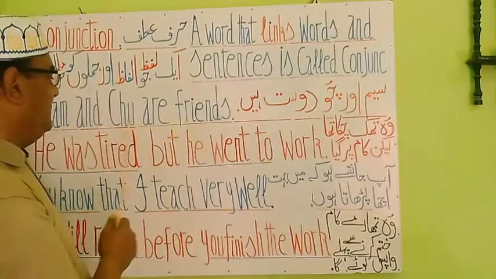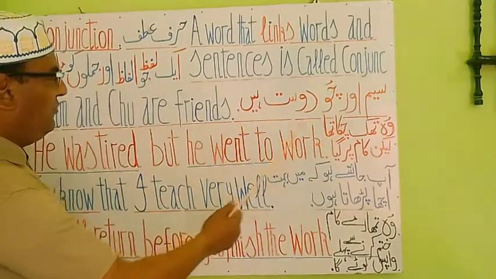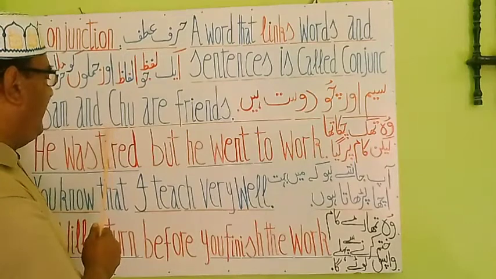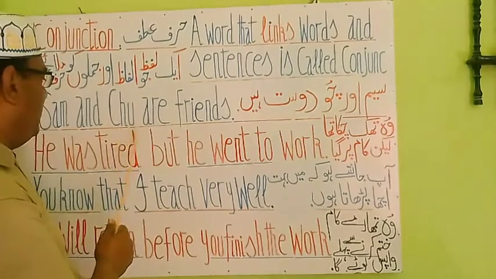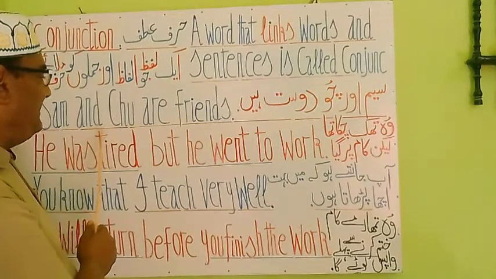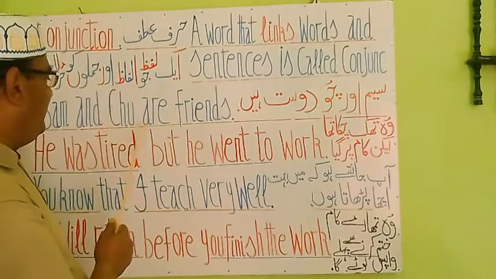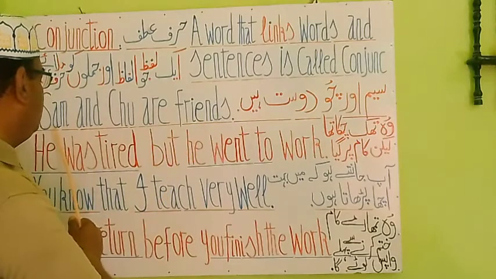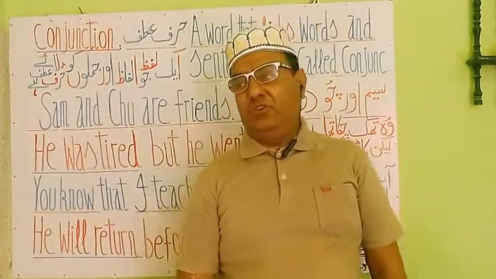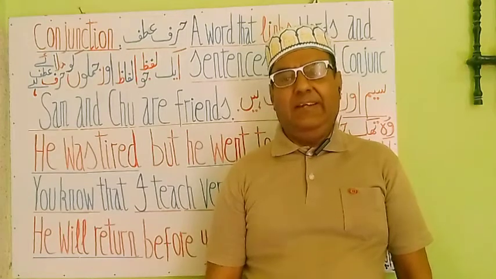Here you see the example. Sam and Chu are friends. Here, and is a conjunction because it links, connects Sam and Chu. So and links the subject noun Sam and the rest of the statement, Chu are friends. So a semi-statement is linked with Sam by and. So and is a conjunction in this statement, Sam and Chu are friends.